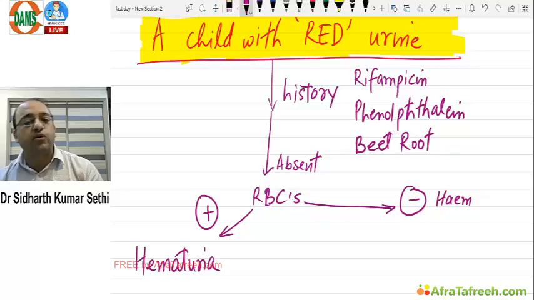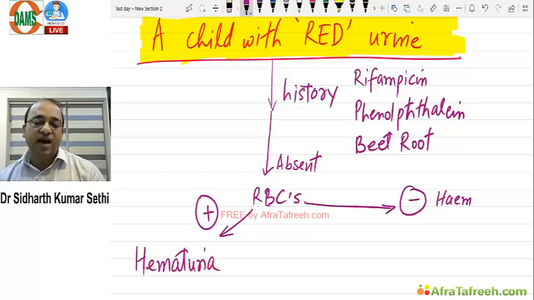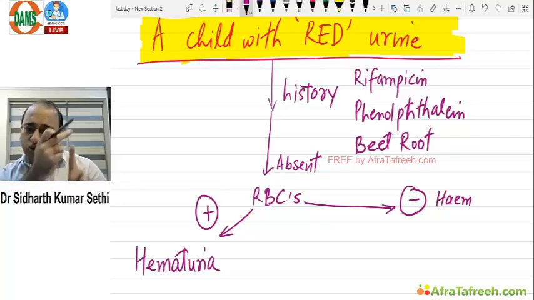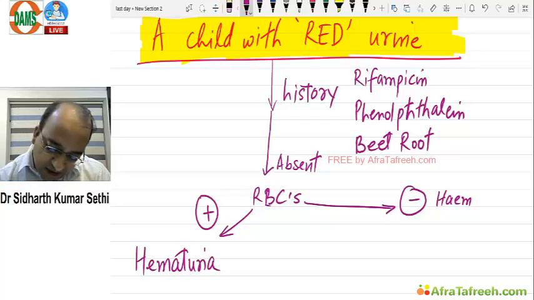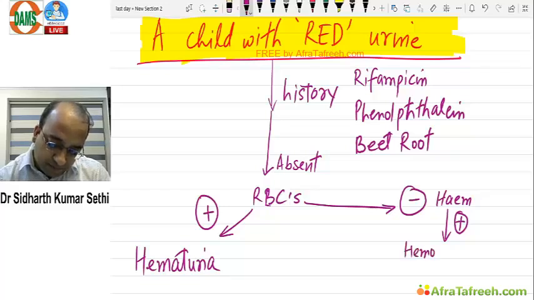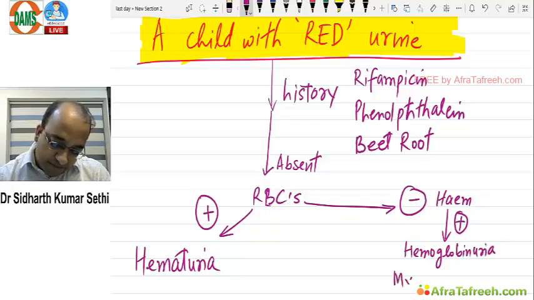And students, I would like to tell you that in our labs, in our hospitals, all of us have a heuristic. That's called a multi-stick. In that multi-stick, it looks for heme, it looks for WBCs, protein. So it is a multi-stick. So heme can be positive in hemoglobinuria, in myoglobinuria.